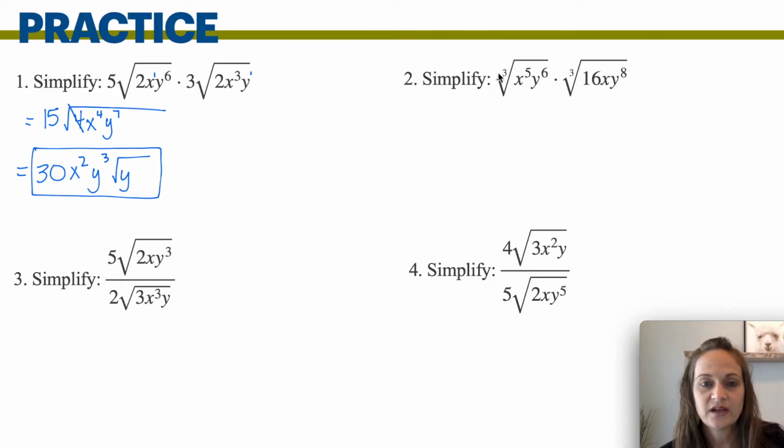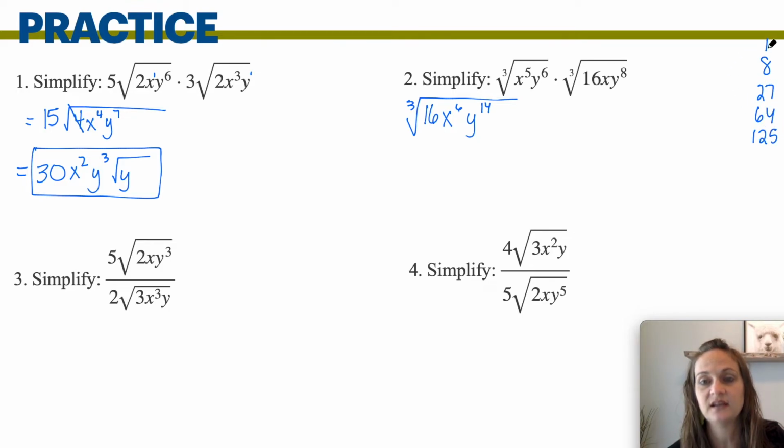For the second one, I'm going to combine them into the 1 full cube root, which would give me a 16x to the 6th and y to the 14th. Now, first for the whole numbers, we need to think of all of the perfect cubes to figure out what might go into 16. So 1 cubed, 2 cubed, 3 cubed, 4 cubed, 5 cubed. So 8 goes into 16. So I do know that 8 is a perfect cube. So 8 times 2 will give me 16.